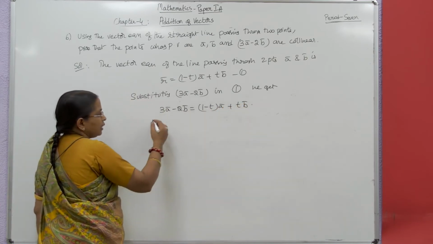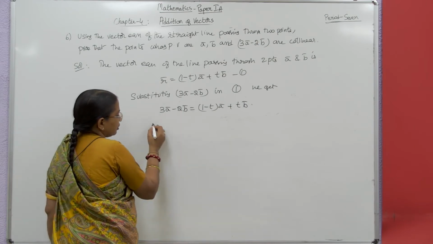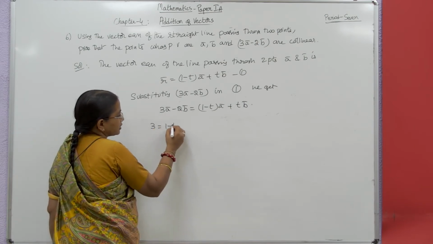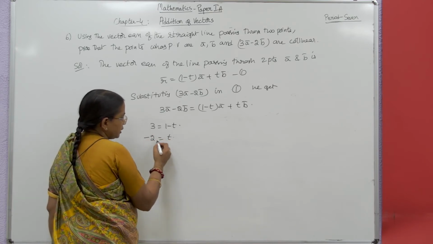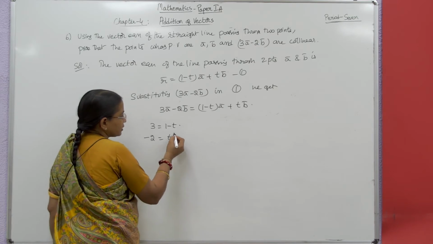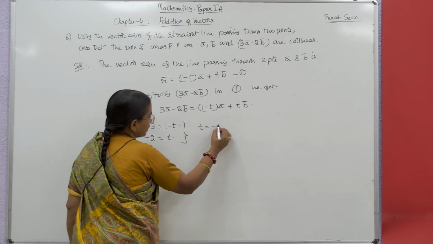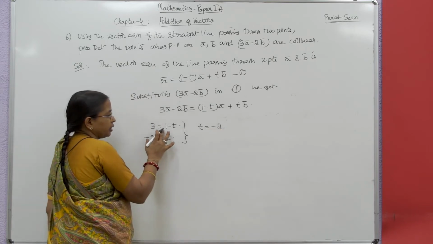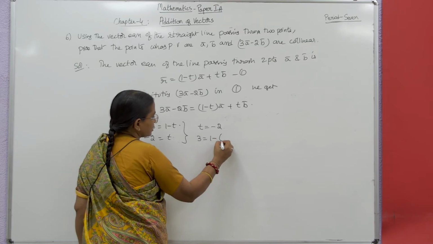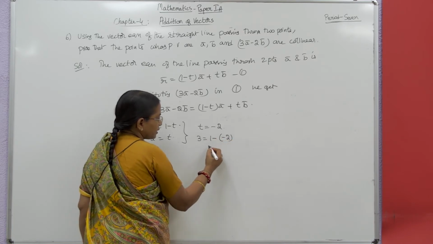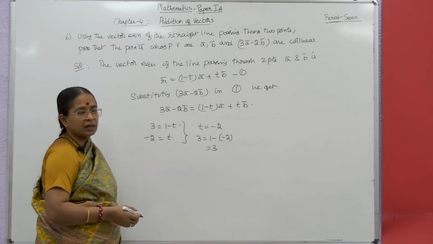Now equating the coefficients of like vectors. So you'll get 3 is equal to 1 minus T, and then minus 2 is equal to T. So T is equal to minus 2. Substitute in this. T is equal to minus 2. When you substitute in the first equation, you are getting 3 is equal to 1 minus of minus 2. It is satisfied. So that means both the equations have the same T value.